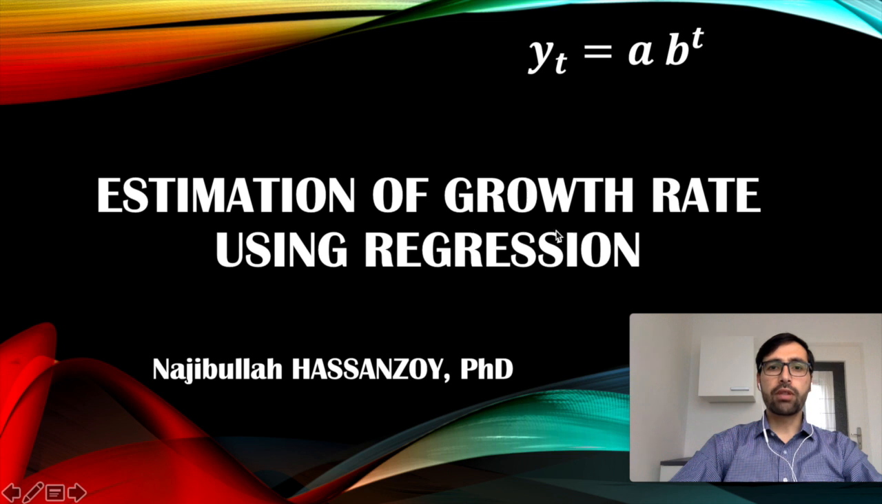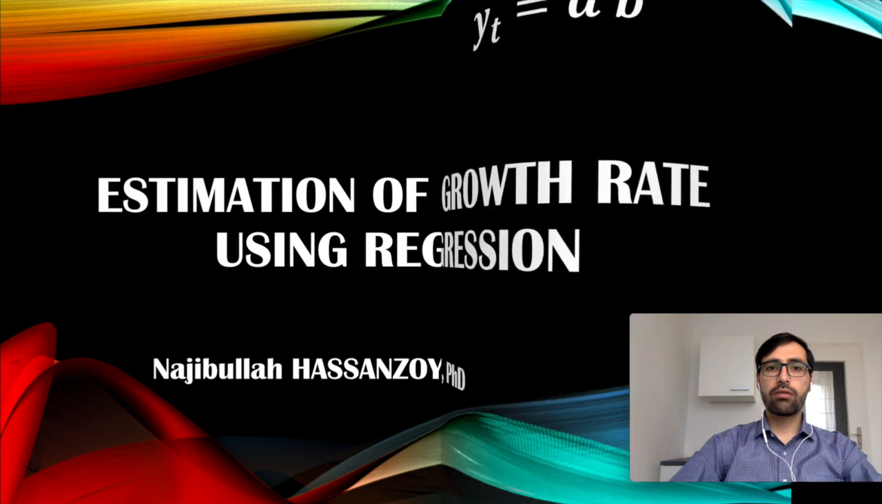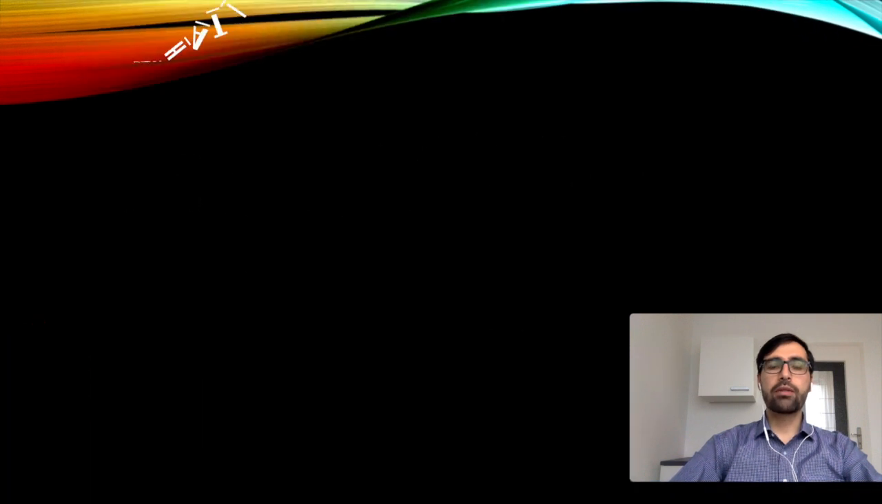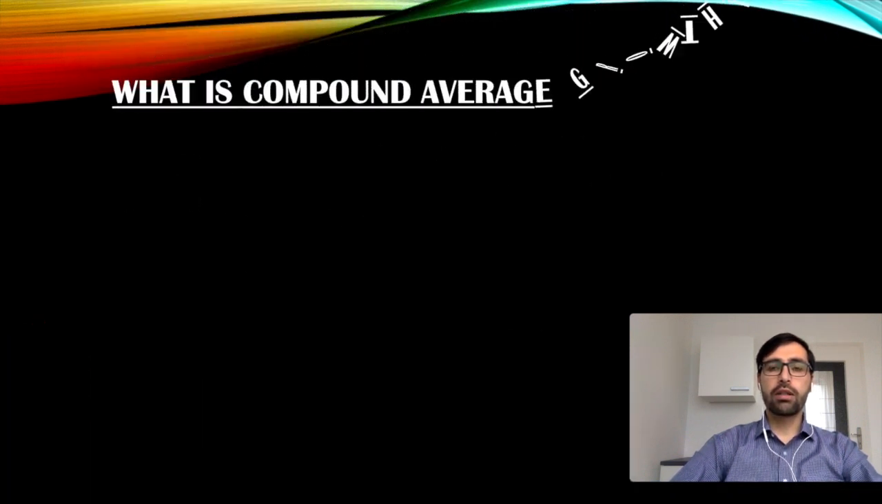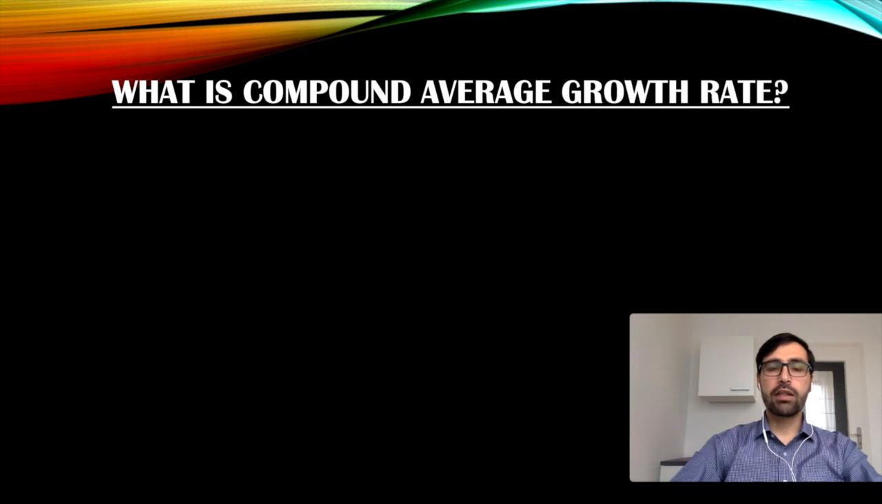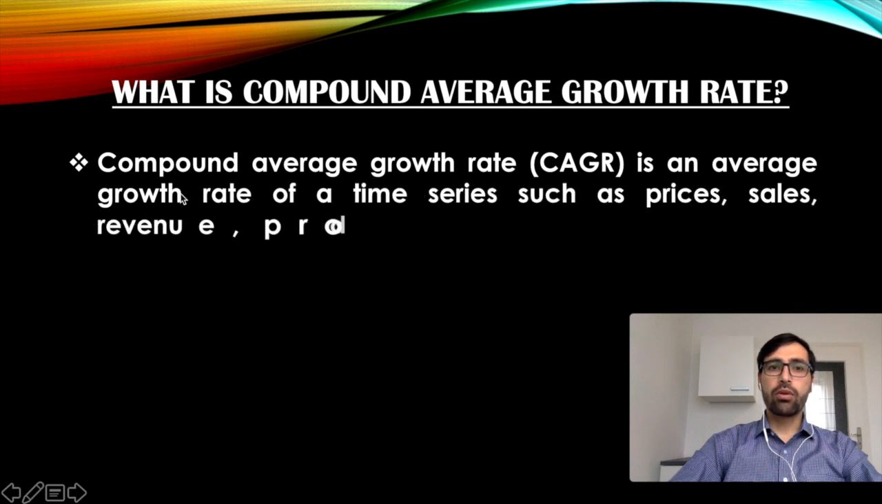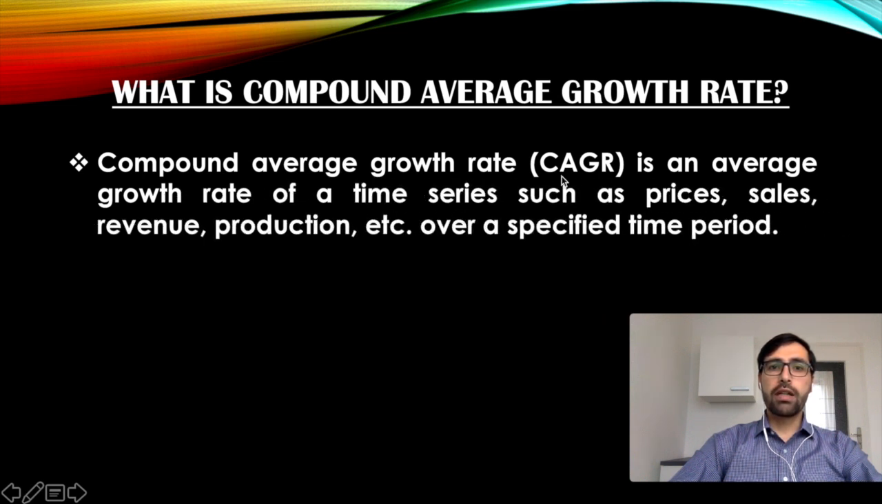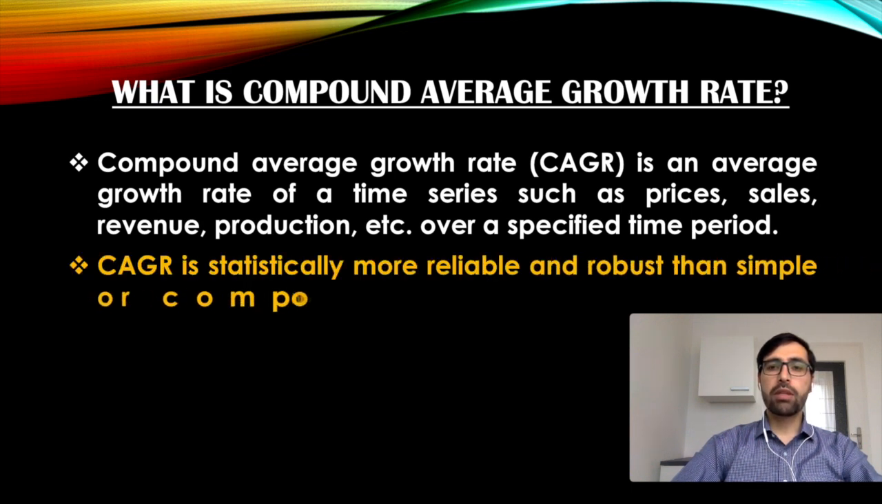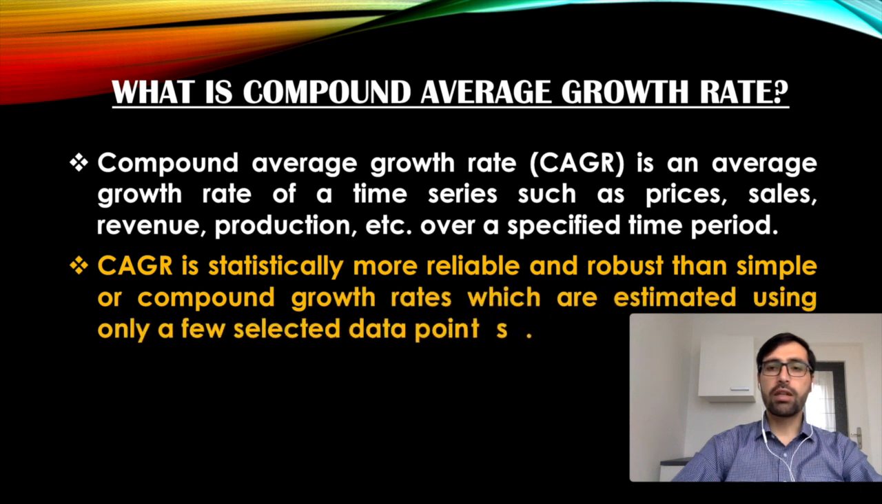Estimation of growth rate using regression analysis. First of all, I want to explain the type of growth rate that we are going to estimate in this lesson. We will estimate compound average growth rate. Compound average growth rate is an average growth rate of a time series such as prices, sales, revenue, production, etc. over a specified time period. The time period may be a year, a month, a day, or anything.